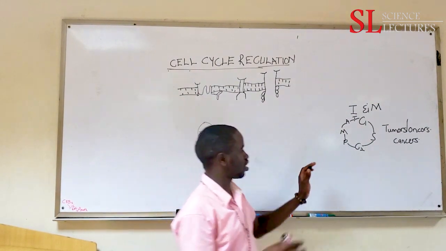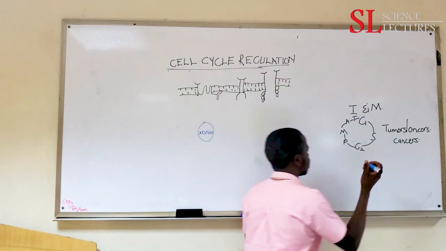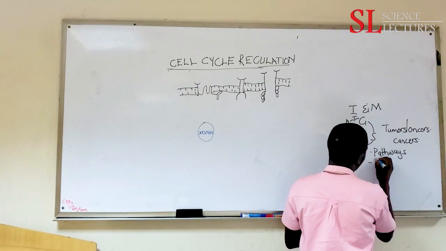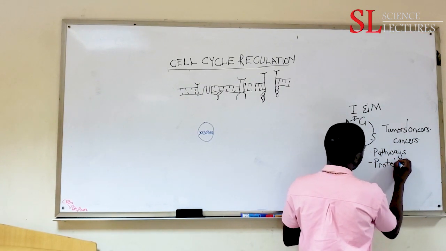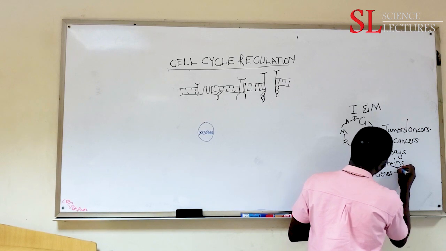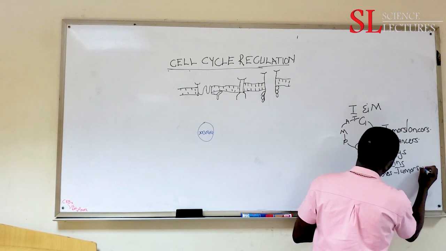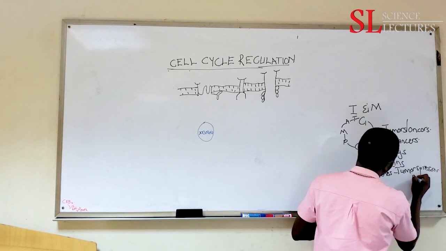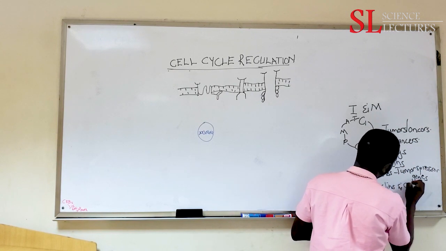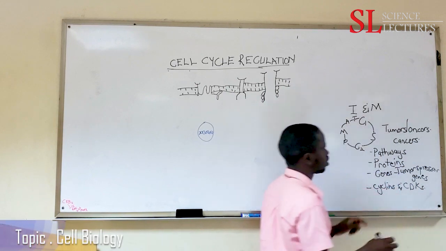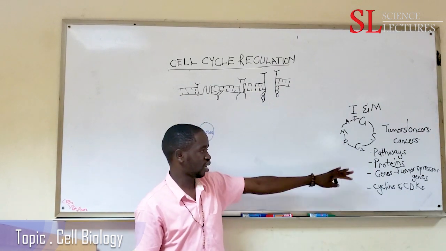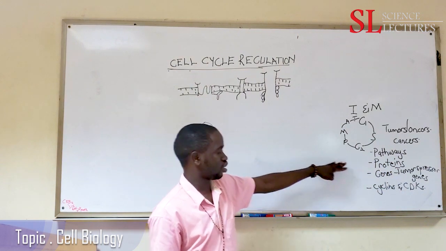And the regulation of this process involves various activities. Number one, it will involve various pathways. Number two, it will involve various proteins. Number three, it will involve various genes, what they call tumor suppressor genes. Then it is also regulated by what we call cyclins and cyclin dependent kinases, or CDKs. So we are going to look at each of these and see the roles they play in the regulation of the cell cycle. In fact, we begin with the various pathways.